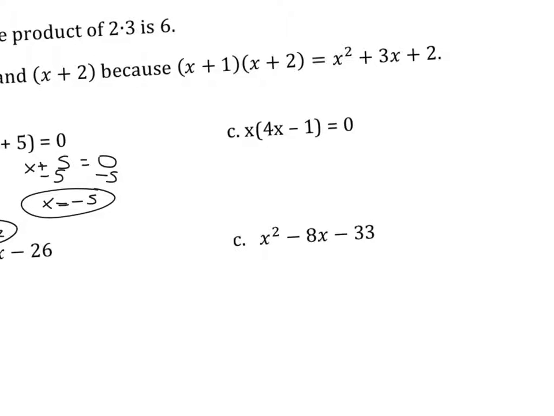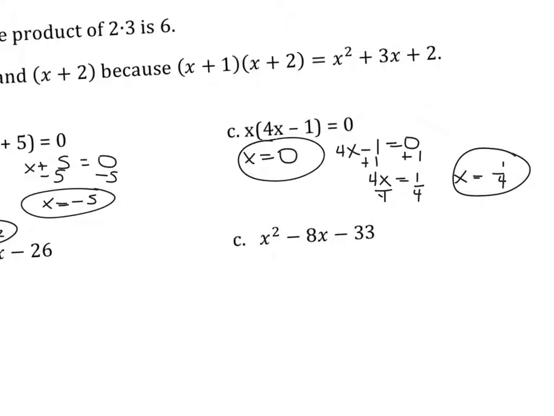So you look at c, it's going to be the same thing. So this time, we have a set of parentheses around that first factor. It's just x equals 0. 4x minus 1 equals 0. We're going to add 1. Divide by 4. So x equals 1/4. So those are our two solutions there.